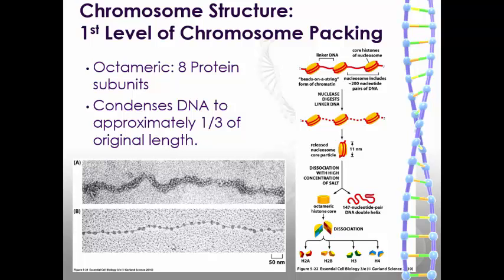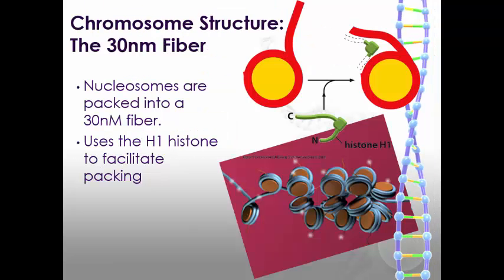The formation of one nucleosome folds or condenses the DNA into approximately 1/3 of the original length of the DNA sequence. After the first level of DNA folding, which consists of the protein DNA nucleosome core particle, comes the 30 nanometer chromatin fiber. These fibers are where the nucleosomes are packed into a fiber that is approximately 30 nanometers across. This packaging is facilitated with another histone known as histone H1. Histone H1 helps pull the nucleosomes together to form this next level of chromosome structure.